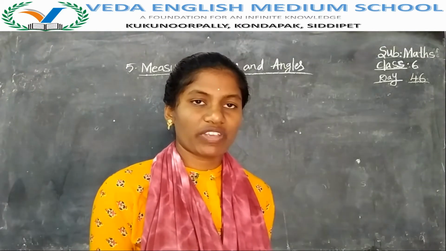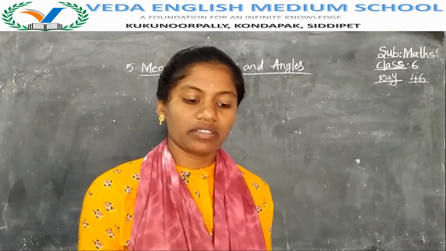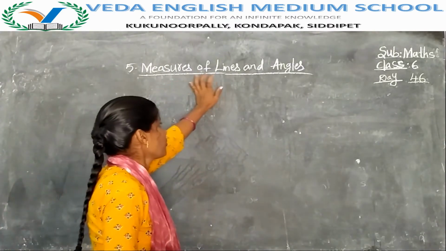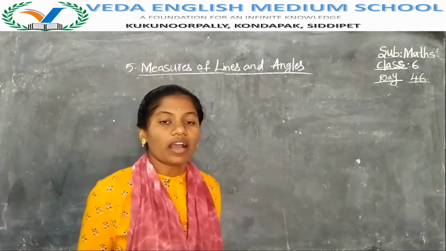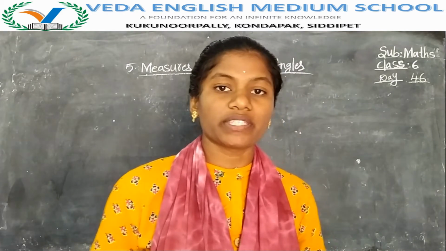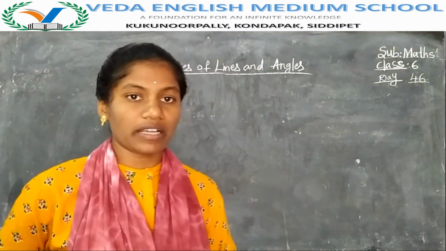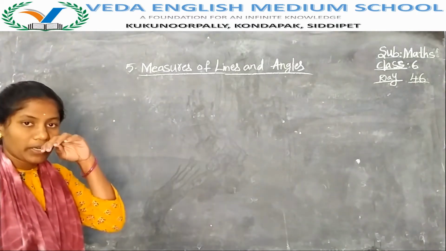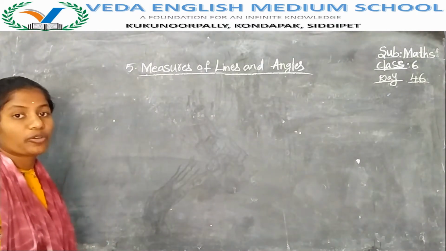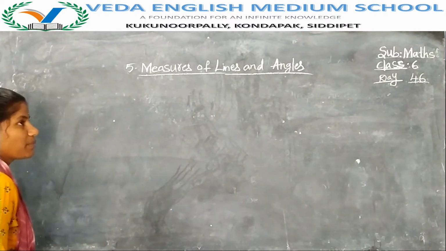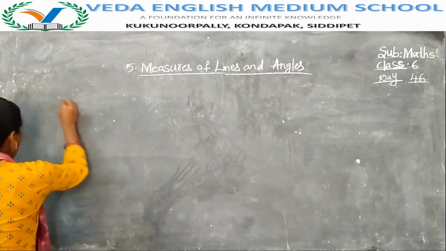In our previous class, we started the fifth chapter, measures of lines and angles. That means how to measure a line and a line segment, and how to measure the length of a line using a scale, we have learned. Today we are going to learn how to measure an angle, what is meant by angle, and how many types of angles there are. First, angle.